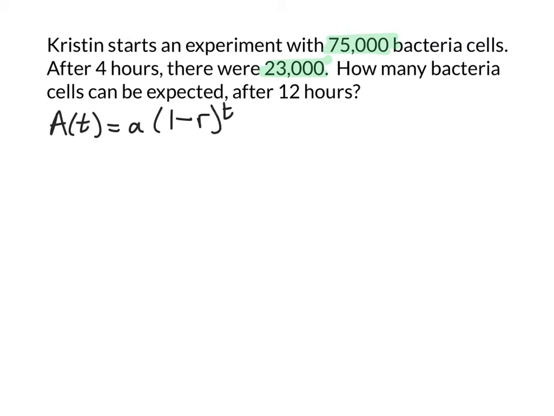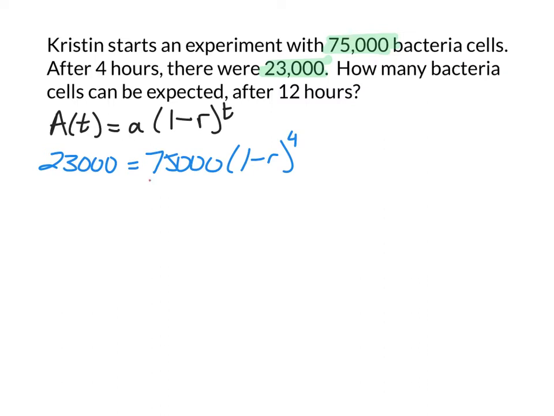So let's come up with our function first. As we go through the problem, Kristen starts an experiment with 75,000 bacteria. That's going to be our initial amount, the 75,000. Then after 4 hours, so 1 minus r to the 4th power, there were 23,000. We want to know how many there are after 12 hours. Now, we can't just take the 12 and plug it in for r, because that 12 is a time, not a rate. So before we can answer the question, we're going to have to solve the equation that we have right now.